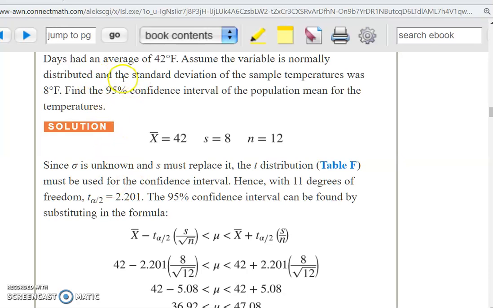Okay, so what he said is he wanted a 95% confidence level. I forgot to mention that. So, 95% confidence level, n is 12. That's all we need to know to find the t. So let's do that.